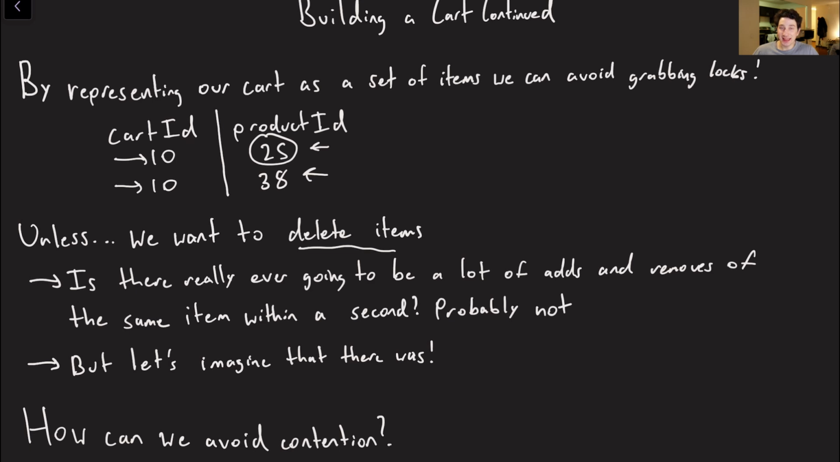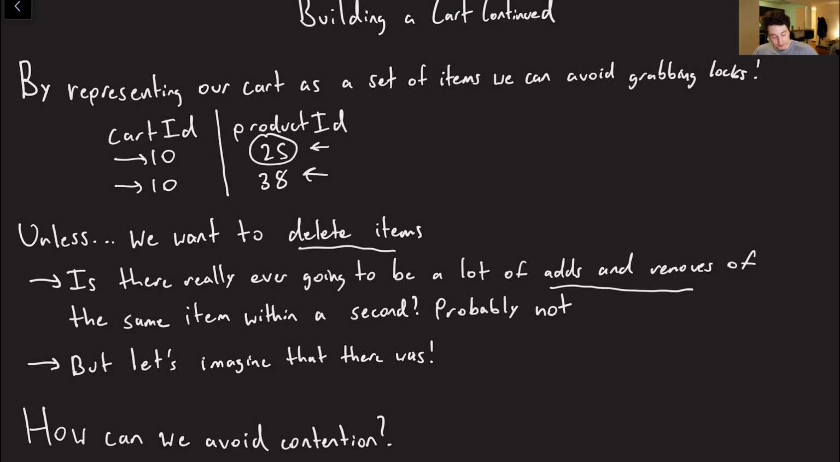So, of course, like I mentioned, again, this is all going to be super hypothetical. Are we ever going to really have a lot of adds and removes of the same item within a second? Probably not. Maybe I'm desperately trying to add 20 boxes of tissues to my Amazon cart, and my mom keeps deleting them because she's upset at me buying too many tissues. However, I don't really think that's going to happen in real life, but again, we're going to pretend like it does.